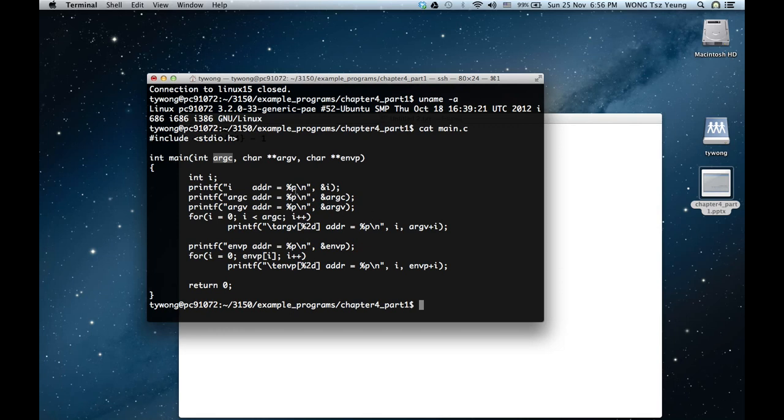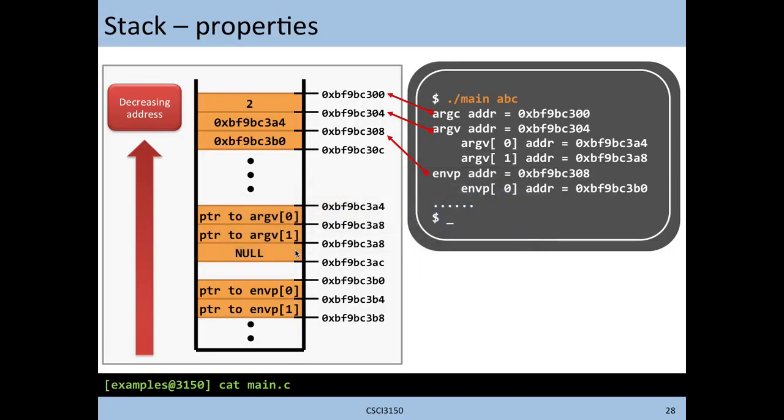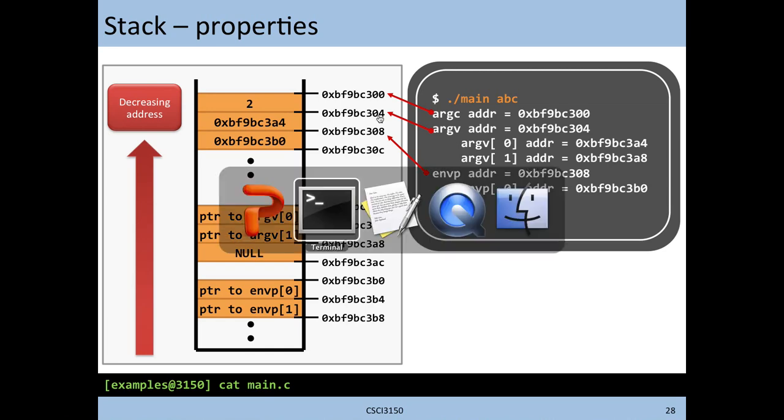I will show you the address in this line, and also the address of the argument vector, and also the address of the environment vector. So let me switch back to the PowerPoint. You will find that the argument count, argument vector, and environment vector are close together, separated by 4 bytes. Remember, a pointer is 4 bytes in size, so they are contiguous. Do you believe me? Seems not.